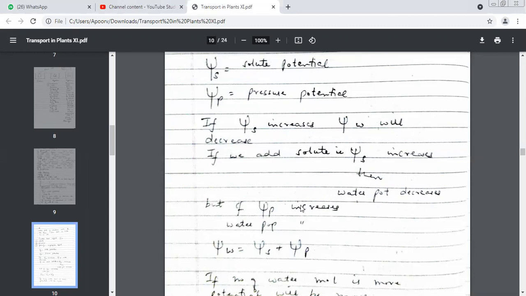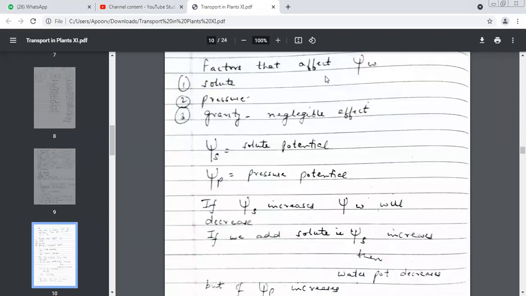But if Xi P increases, water potential also increases. If pressure potential increases, then Xi W is going to increase. Gravity has a negligible effect, very little effect, so we are not going into this. Let's do this: solute and pressure. Solute is inversely proportional and pressure is directly proportional. This is how you remember.